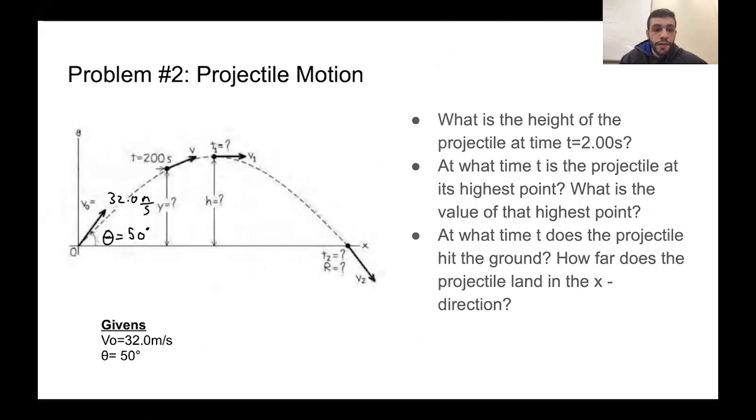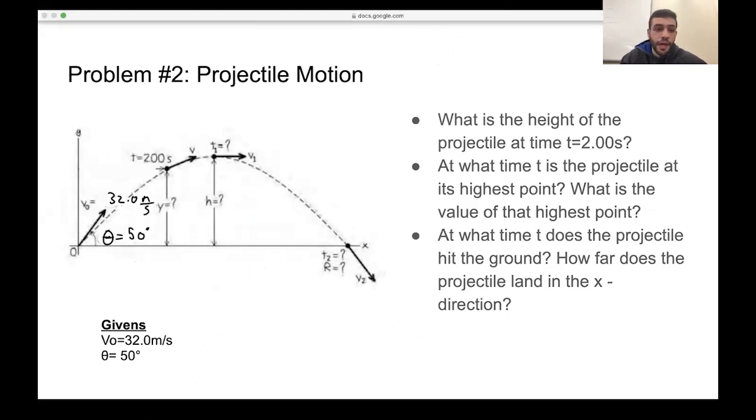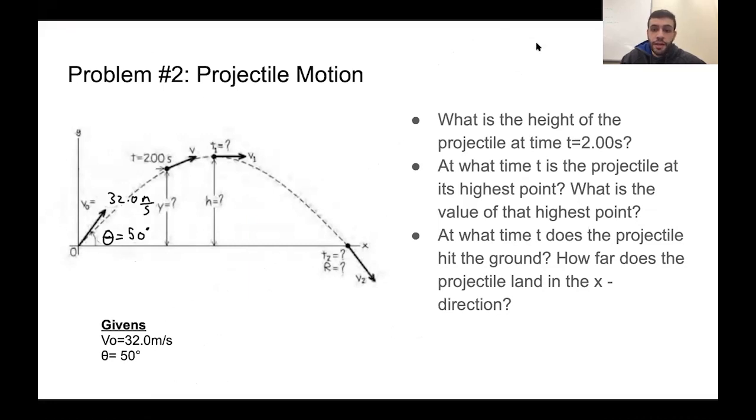We are given some projectile that's moving at an initial velocity of 32 meters per second. It's at some angle theta, which is 50 degrees. So those are our only two givens for this problem. We are given the initial velocity and we are given theta. And the question is asking us, what is the height of the projectile at 2 seconds?